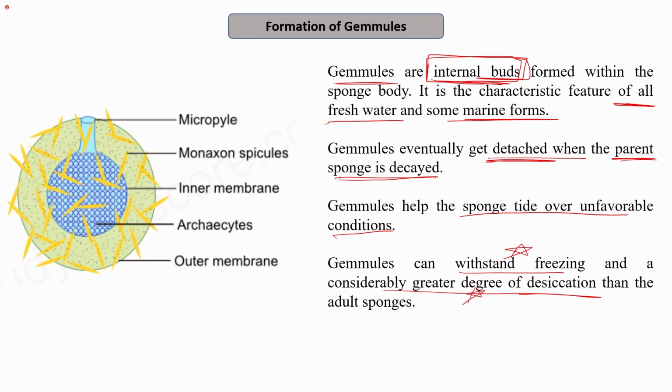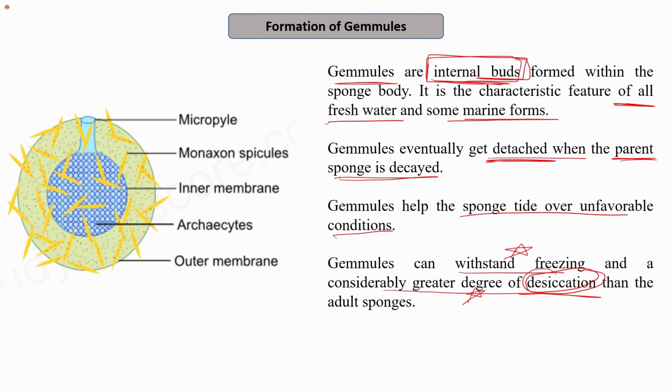These structures have the power to withstand adverse conditions like freezing or a greater degree of desiccation, that is, where water is not available, as compared to the adult sponges. Adult sponges do not have that much capacity to bear that, but gemmules can withstand freezing, and they can bear a greater degree of desiccation than the adult sponges. So basically gemmules as well as reduction bodies are the structures formed during the adverse condition.